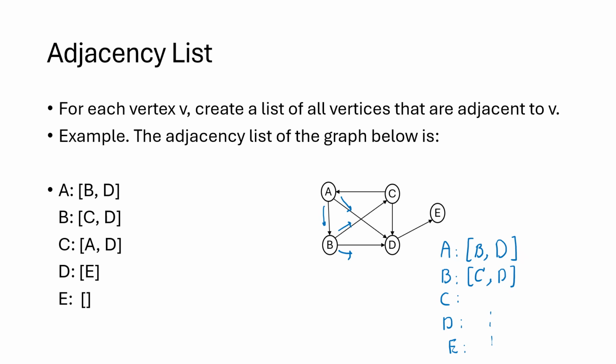Now, notice that for the last one, E, there is no edge going out from E. The out degree of E is 0. And that's why its corresponding list is empty, because you can't go from E to any other vertex.